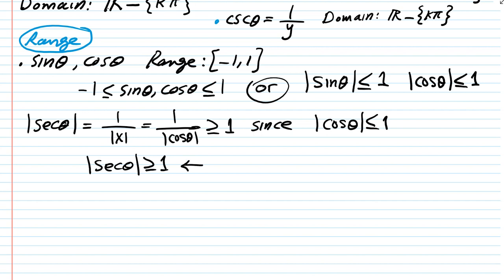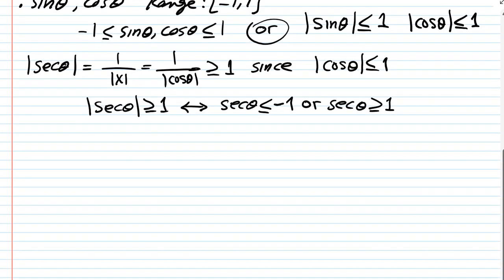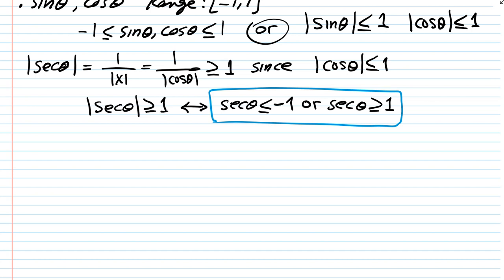So this is equivalent to secant theta less than or equal to -1, or secant theta greater than or equal to 1. Now, where does this come from? It goes back to our work in algebra. First, let me just put that because this is the range of secant. Okay, and I'm going to write it now. Range of secant: less than or equal to -1 means from -infinity to -1. Union greater or equal to 1 means 1 to infinity. So this is the range of secant.